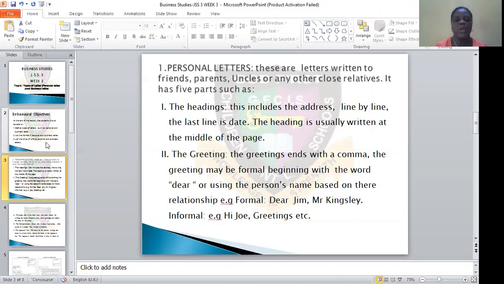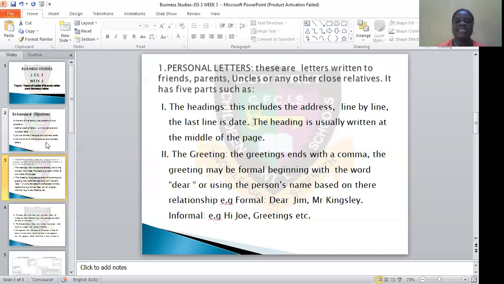These parts include, number 1, the heading. When you are writing a personal letter, you first of all write the heading. The heading is categorized into address. You write the address of the letter line by line, and you start writing it at the middle of the page, towards the right hand margin. The last line of the address is the date that you will write there. That is the head part of the personal letter.